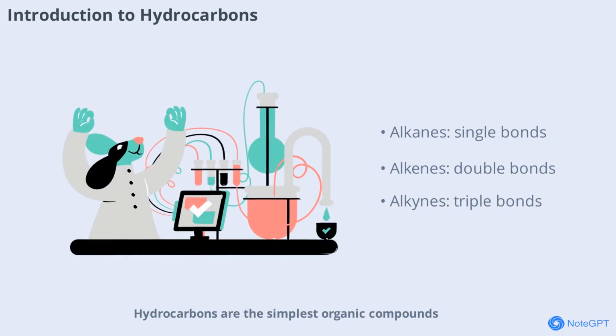Hydrocarbons are the simplest organic compounds, made up of only carbon and hydrogen. They are classified into alkanes, alkenes, and alkynes based on the types of bonds present. Alkanes have single bonds, alkenes have at least one double bond, and alkynes have at least one triple bond. We use clear visuals to show the differences and discuss their general formulas. Understanding hydrocarbons is crucial, as they form the foundation for more complex organic molecules.